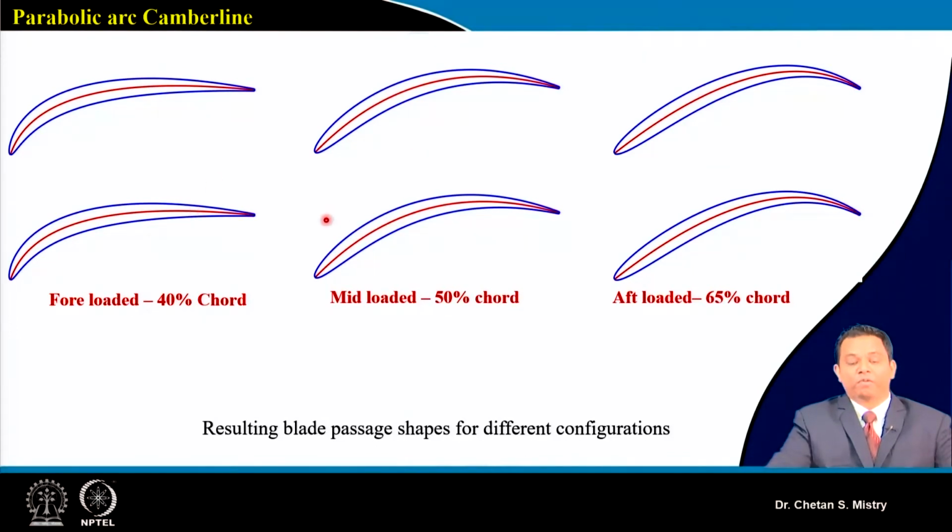Here, this passage area and this passage area are different. And here this passage area is totally different. So we need to do a systematic study, we need to use the computational tool for help, and accordingly we need to modify the shape of the aerofoil, we need to modify our camber line.